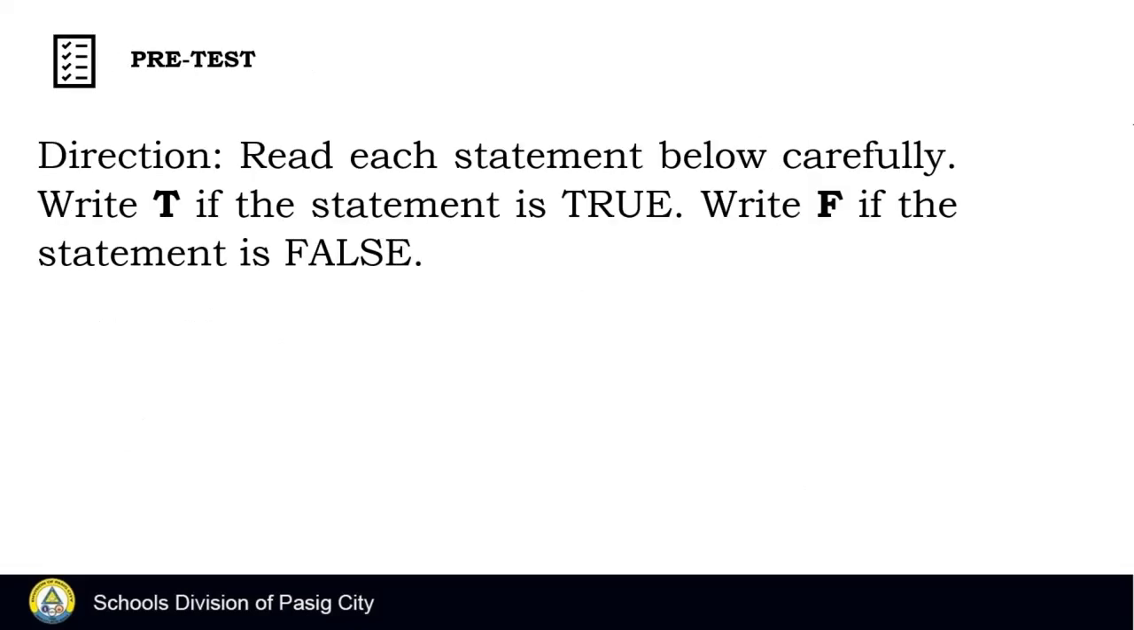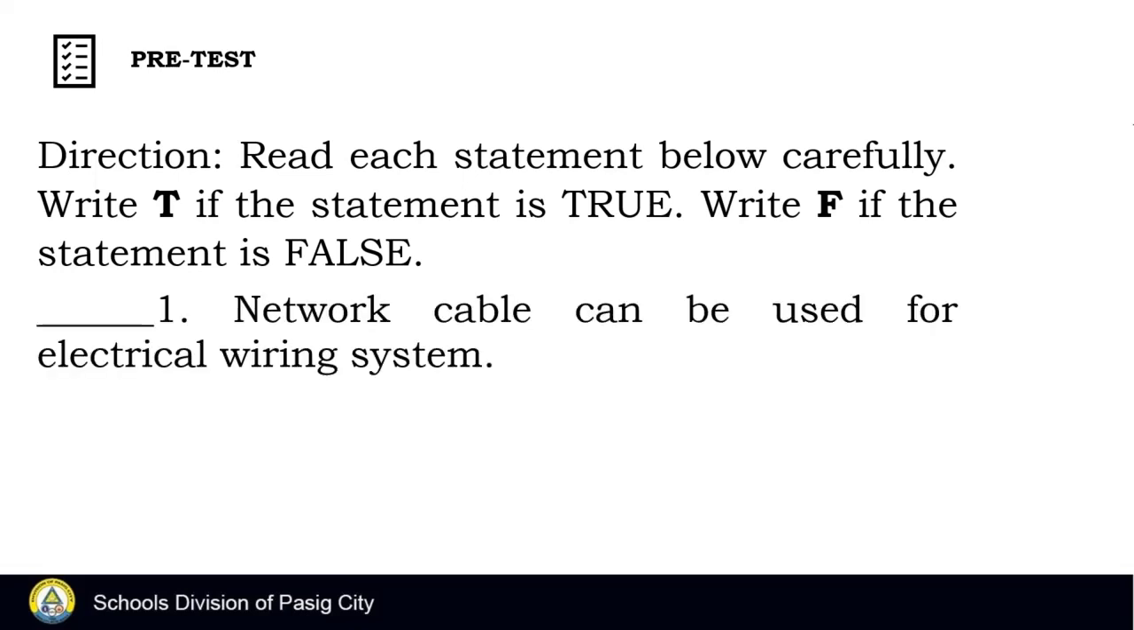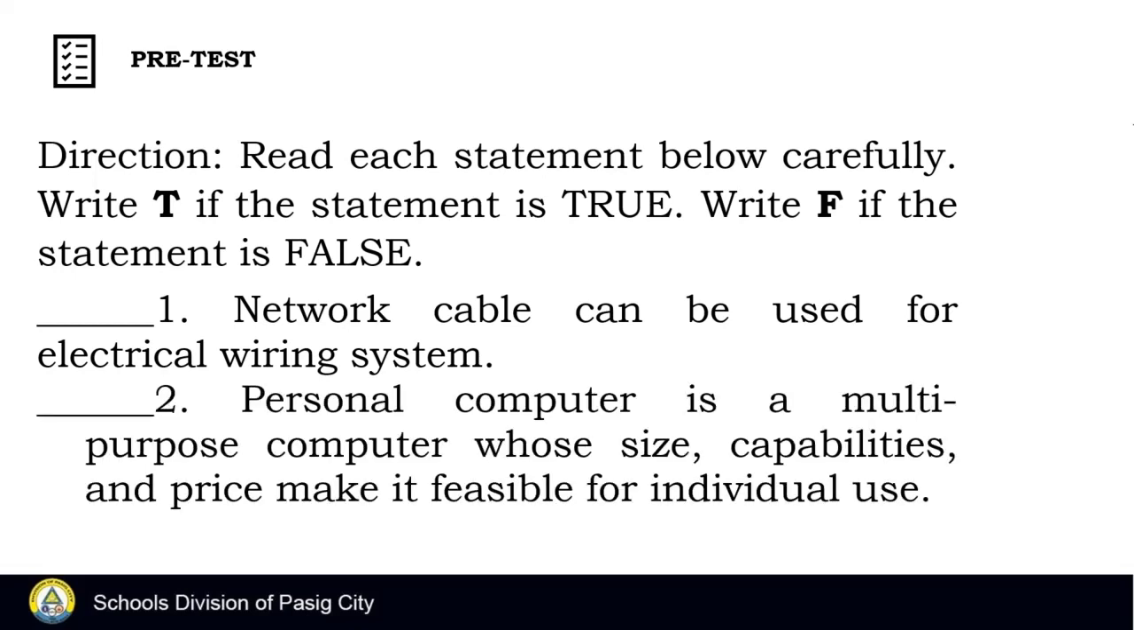Let's have a pretest. Direction. Read each statement below carefully. Write T if the statement is true. Write F if the statement is false. Number 1, network cable can be used for electrical wiring system. Number 2, personal computer is a multipurpose computer whose size, capabilities, and price make it feasible for individual use.